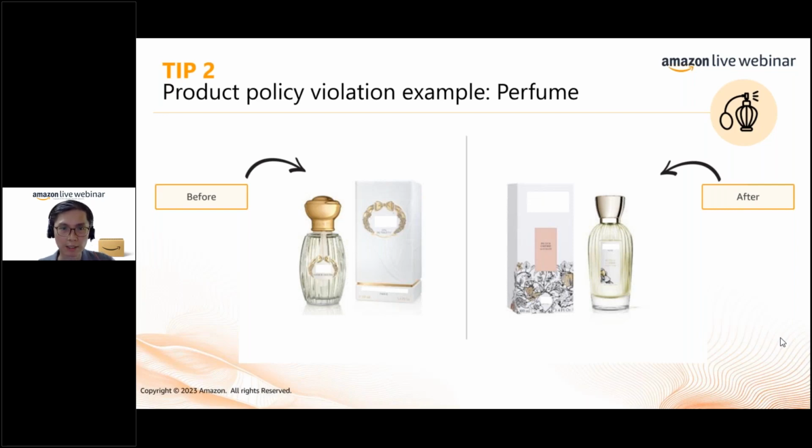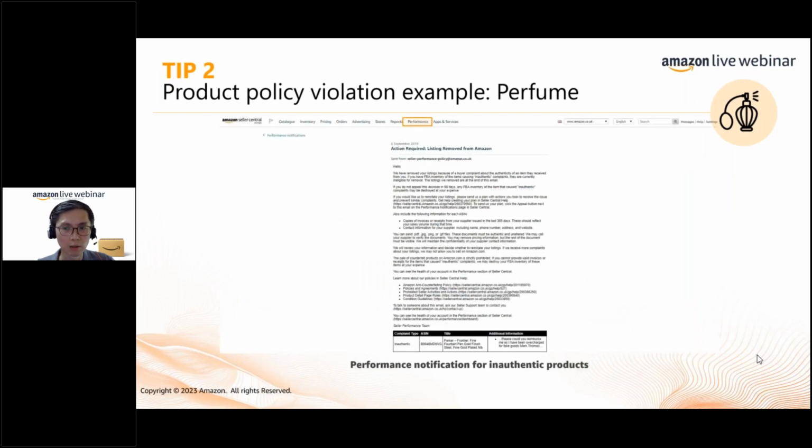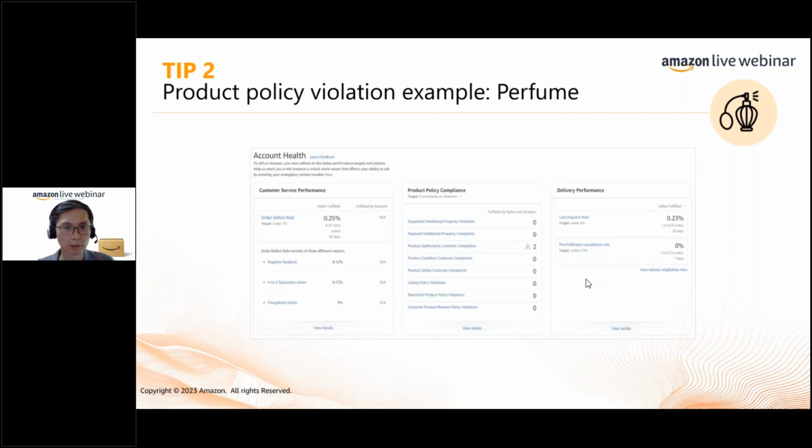All right, this is also another example about the violation. For example, this is a perfume seller. All right, so the violation is due to the fact that the item showing on the picture and the item that is being received by the customer is not the same. All right, this will cause notifications about inauthentic products. All right, so do take note.